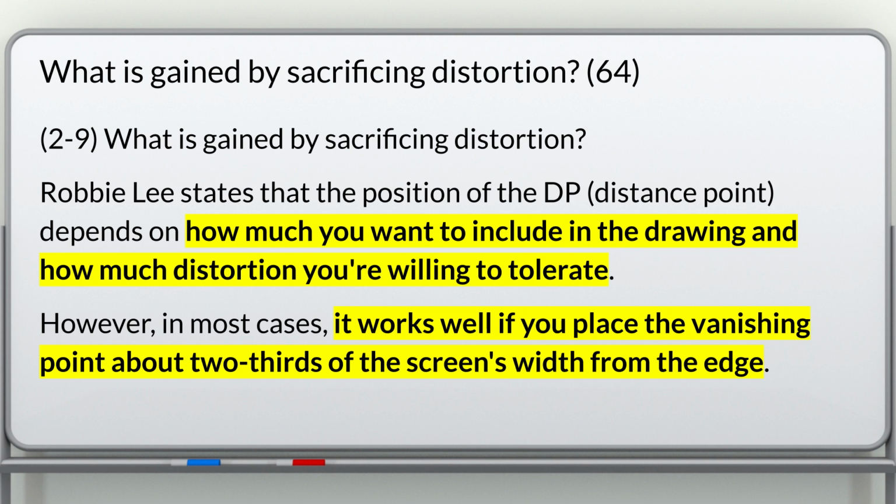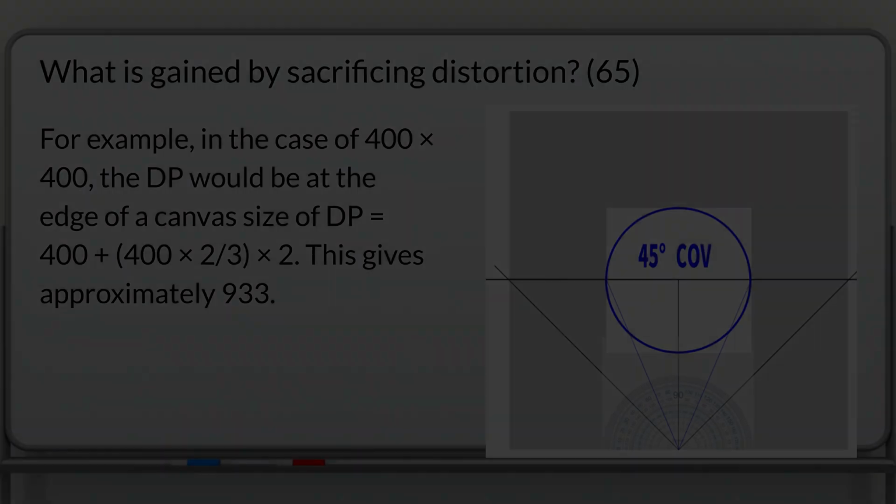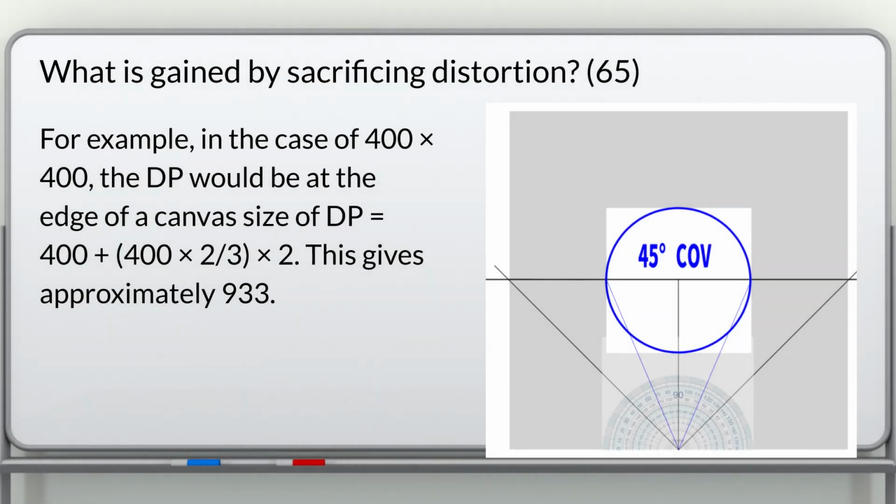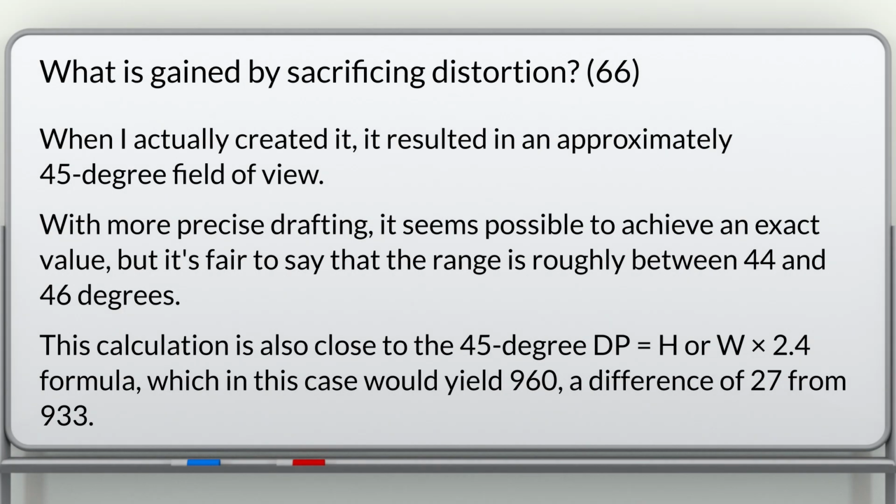I will explain what is gained by sacrificing distortion. Robbie Lee states that the position of the DP depends on how much you want to include in the drawing and how much distortion you are willing to tolerate. However, in most cases, it works well if you place the vanishing point about 2/3 of the screen's width from the edge. For example, in the case of 400 x 400, the DP would be at the edge of a canvas size of DP equals 400 plus 400 times 2 divided by 3 times 2. This gives approximately 933. When I actually created it, it resulted in an approximately 45-degree field of view.